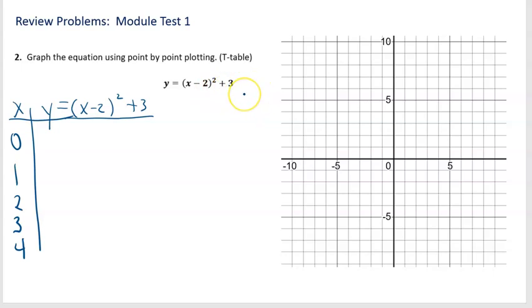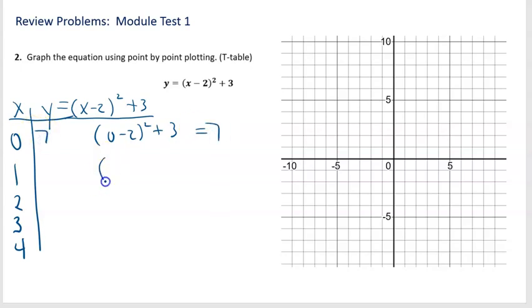Now, the up part doesn't affect what x values we plug in. The right part does, though. So if we've moved to the right, let's pick some values on the right, like we did: 0, 1, 2, 3, and 4. Now I'm going to plug those in. So that's going to be 0 minus 2 squared, and then I'm going to add 3. So that's going to give me negative 2 squared, which is 4, plus 3 is 7.